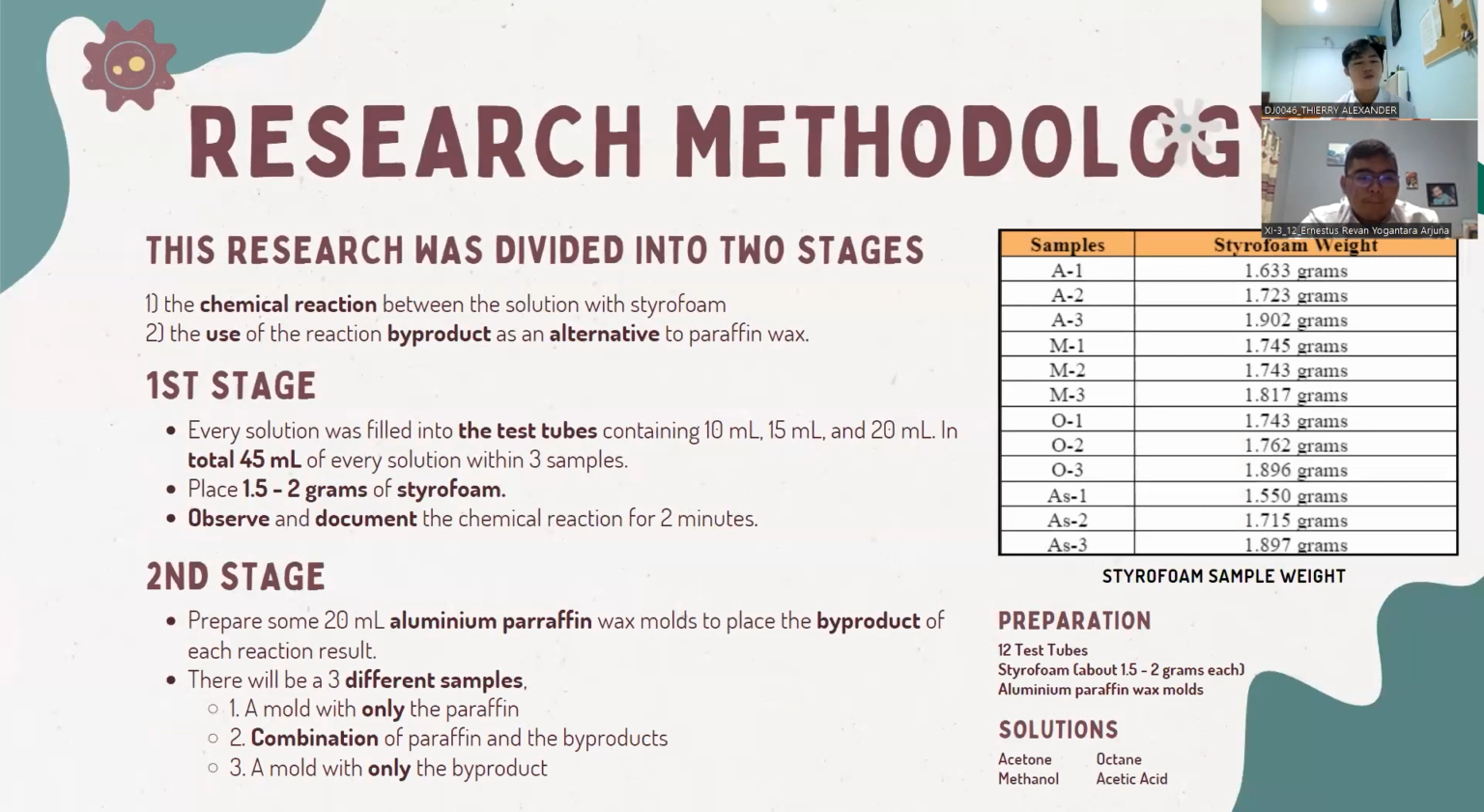The first one, the full paraffin mold. The second one, a combination of paraffin and the byproducts. And the last one is a mold with only the byproduct.